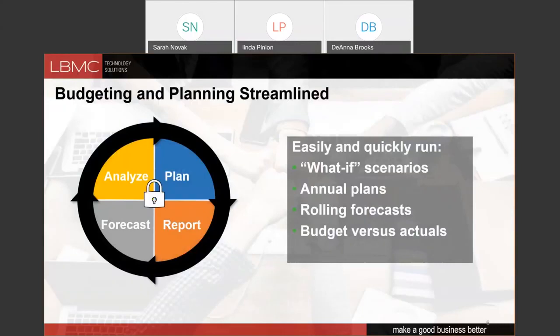It's around being able to set out and plan. And part of that planning may be a forecast. And then looking at the reporting that comes out of that and being able to analyze. With budgeting and planning, we're going to streamline that process. We're going to make it easy for you to do those what-if scenarios, to create the annual plan and maybe even do some rolling forecasts, and to create those budget versus actual reports.